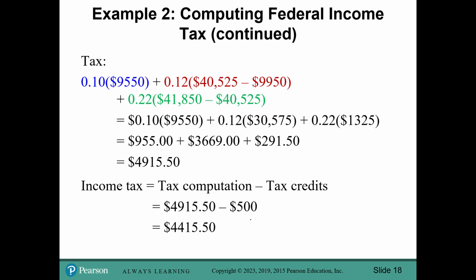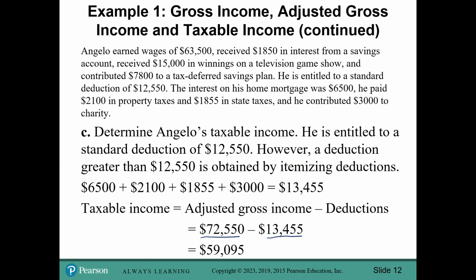So his income tax is his tax computation minus his tax credits. Here he had a tax credit of $500. So we take his $4,915.50, subtract the $500 in tax credits, and he is given an income tax of $4,415.50.